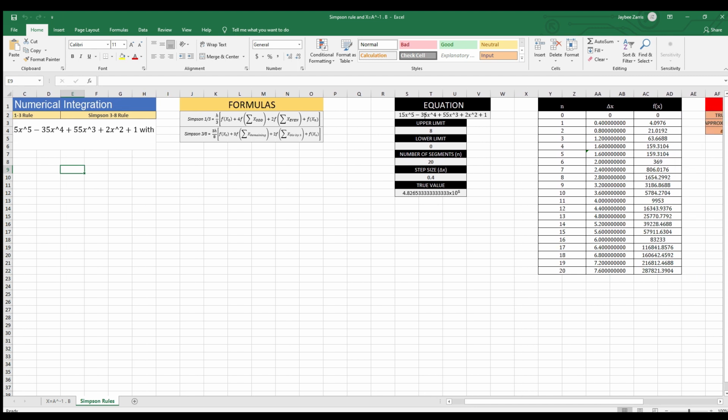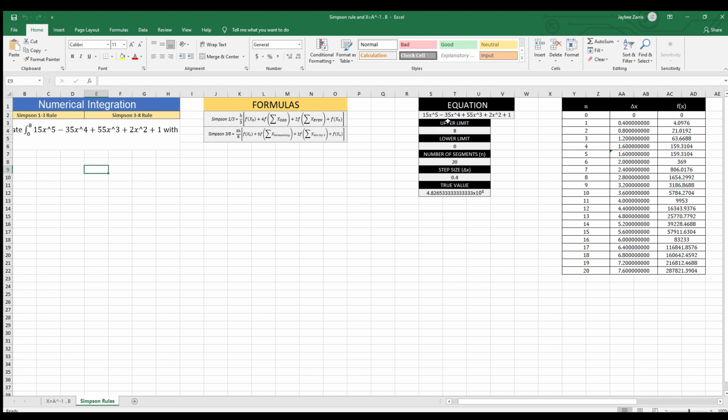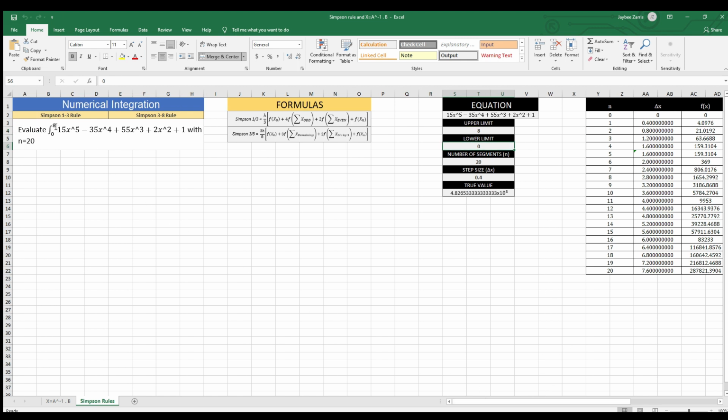Ang equation natin is x raised to 5 minus 35x raised to 4 plus 55x raised to 3 plus 2x raised to 2 plus 1. Then, ang upper limit natin is 8, plus lower limit 0, which is makita natin dito sa equation natin. Then next is the number of segments, which is 20, na nandun din sa equation, itong n equals 20.